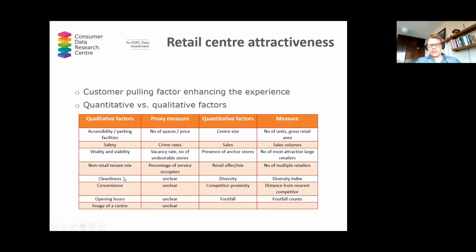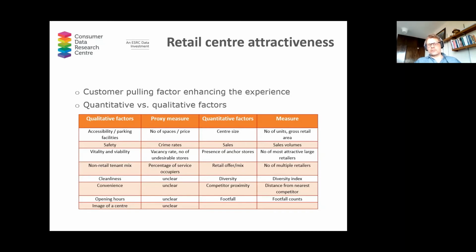But then we have a number of relatively important factors which are really difficult to capture, or to measure, in other words. So things like cleanliness, convenience, opening hours, or the image of a center. How do you measure the image of a center? It's something which is in our heads rather than something that can be measured, okay?